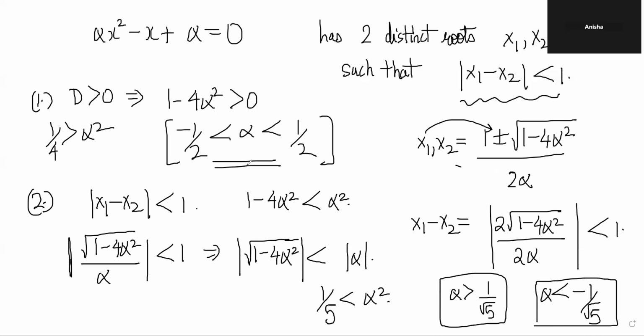So there will be two intervals, minus half to minus 1 by root 5 and 1 by root 5 to 1 by 2. Yeah. Those are options A and D. Do you understand that this is easy only? Yes, sir. There is nothing difficult about it. You just have to do it properly, right? Yes, sir. Okay.